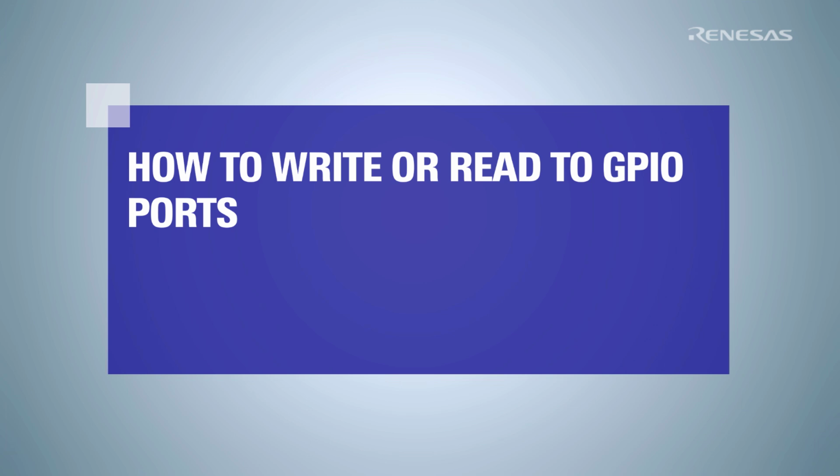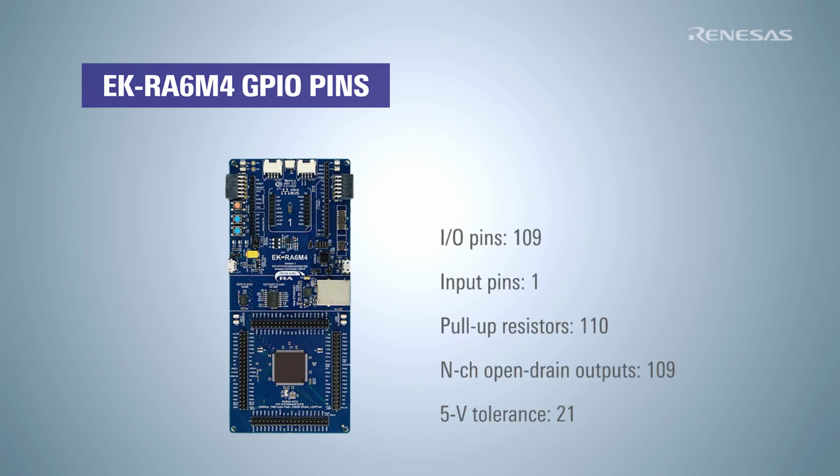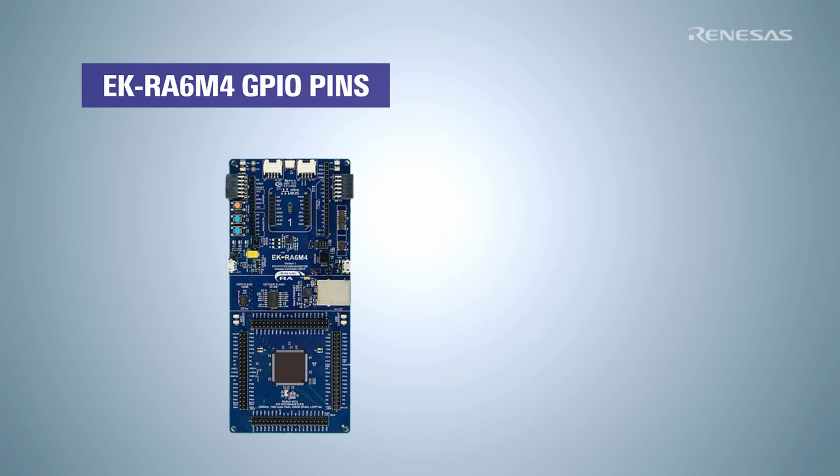In this video, we are going to see how we can read and write through the GPIO pins of the RA6M4. In a 144-pin package of the RA6M4, there are 109 pins that can be used as general-purpose input and output. They also come with internal pull-up resistors. 21 of these pins are also 5V tolerant against the usual 3.3V operating voltage of the RA6M4.